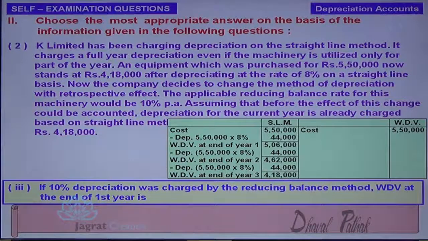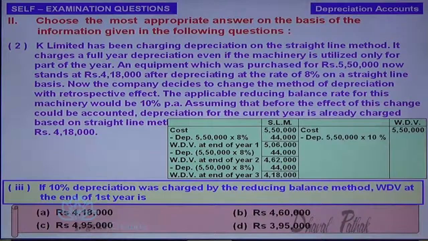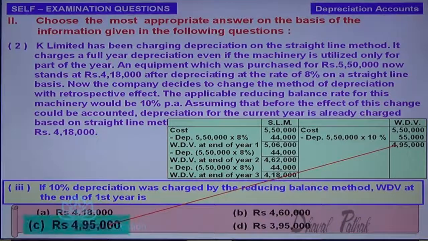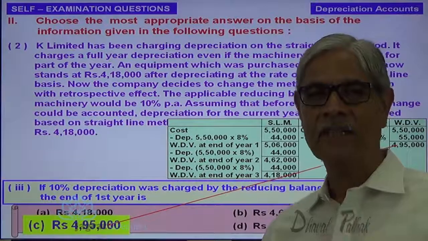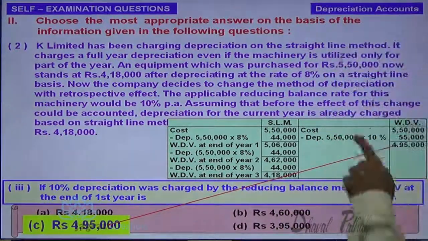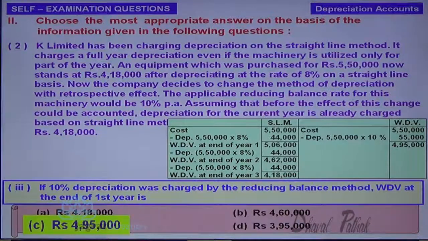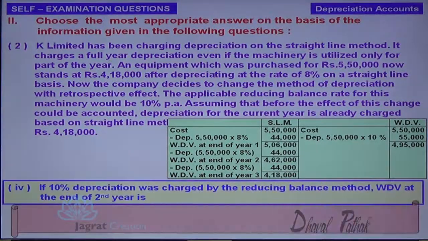If 10% depreciation was charged by reducing balance method, written down value at the end of first year. So on 5,50,000, if the 10% depreciation is charged, what is the written down value? 5,50,000 into 10%, 55,000. After deducting depreciation, the written down value at the end of 1 year is 4,95,000. So option C is the correct answer, 4,95,000. The value of asset after providing depreciation at the rate of 10%, 4,95,000.